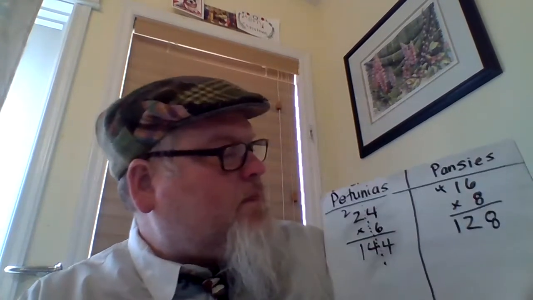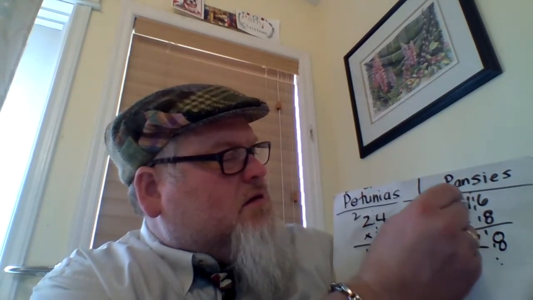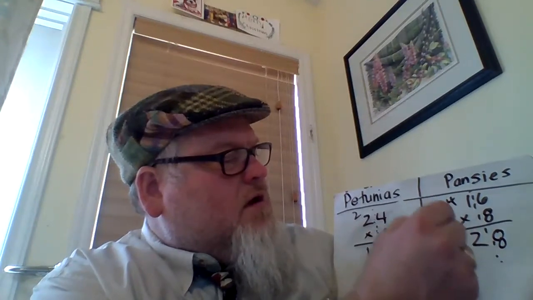6 fours, 6 groups of 4 is 24, and then we put the 20 over there in the tens column. So here's our tens column, right? 8 times 6, 8 groups of 6 are 48. And then we put our 40 in the tens column over here. And then 8 times 10 is 80 plus 40 would be 120. Okay? And that's how we kind of check there a little bit. We can also check with our trusty old calculator.